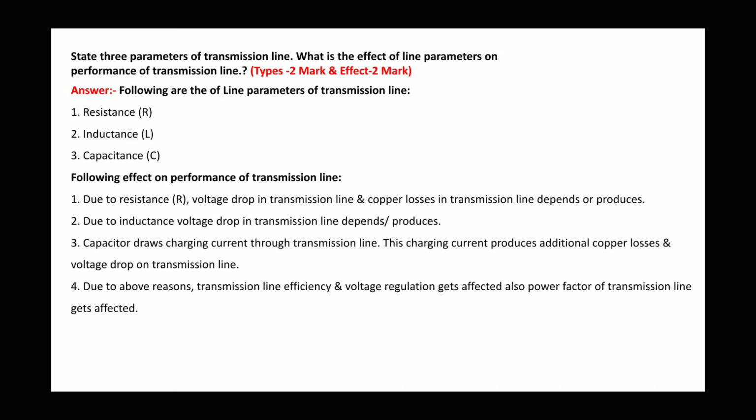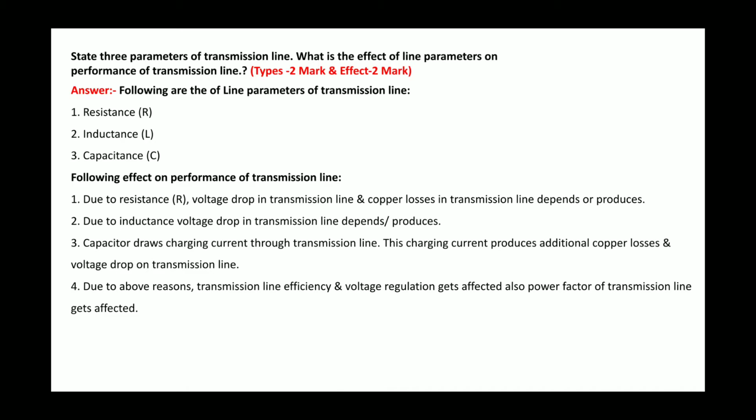Next, the first point of unit number 2 is to state the 3 parameters of a transmission line and the effect of the line parameters on the performance of the transmission line. The 3 parameters of the transmission line are resistance, inductance and capacitance. The effect on performance of the transmission line: due to resistance, the voltage drop in the transmission line and the copper losses in the transmission line are produced. Due to inductance, the voltage drop in the transmission line is produced.